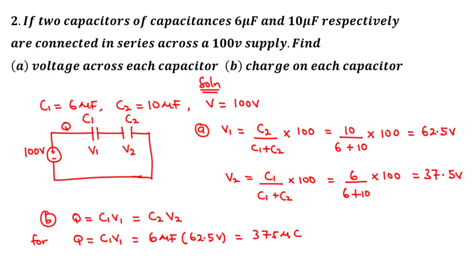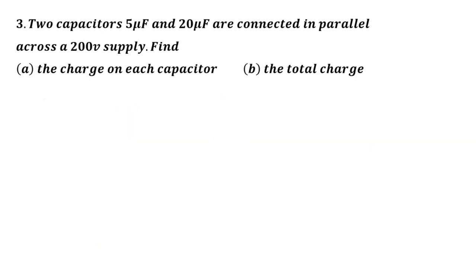Now let's move on to the third question. For question 3, two capacitors 5 microfarads and 20 microfarads are connected in parallel across a 200 volt supply. Find A, the charge on each capacitor, and then B, the total charge. So here we have two capacitors in parallel. So we have this to be the source voltage 200 volts, and then two capacitors connected in parallel.